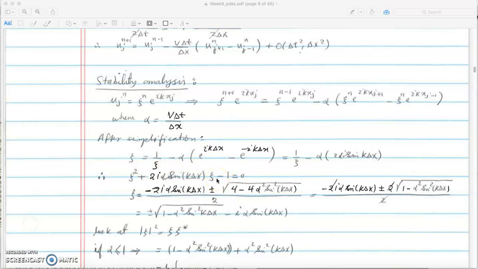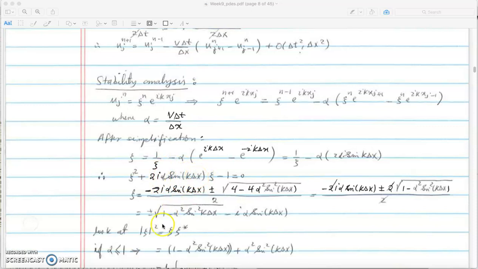The goal is to prove that xi is bigger or less than 1. So we're going to solve this equation. This is a quadratic equation, so we basically find the root of this. So then xi is plus or minus the square root of this thing, minus i times alpha sine k del x, and the i is coming from the linear term.